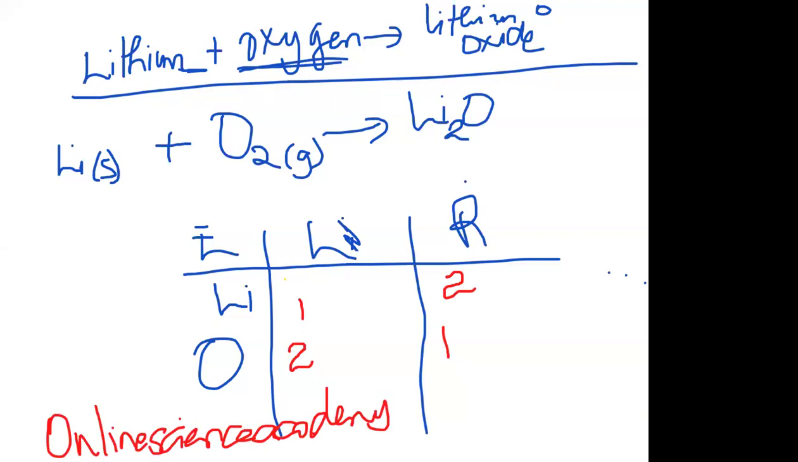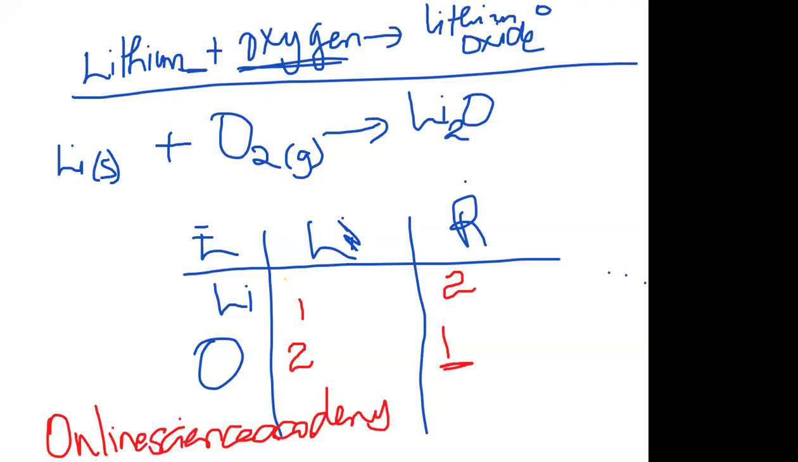So let's go. Lithium is 1 on the left. We have 2 on the right. We're not balancing the lithium first here. What do we balance first? The oxygen. Good. So here I have 1 oxygen. What number multiplied by 1 gives me 2? 2. Where do I put the 2?